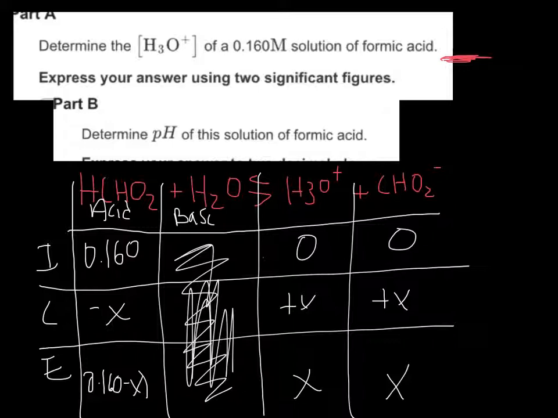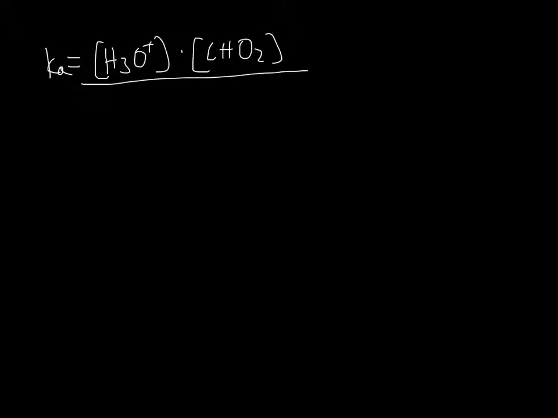Alright, so now we just have to solve this equation. We're going to go on to the next page. The constant expression was Ka equals H3O+ multiplied by CHO2- divided by HCHO2, right? Also, when you look in the back of the book for formic acid, it also tells you the value for the Ka. And this value equaled 1.8 multiplied by 10 to the minus 4. And this is unitless.